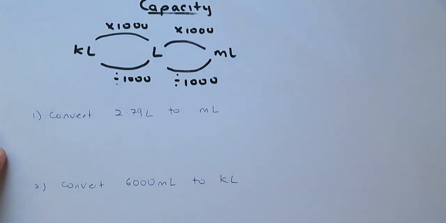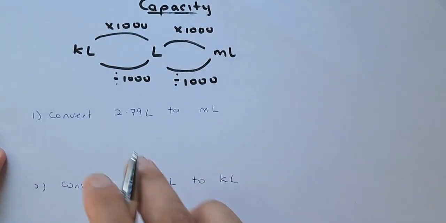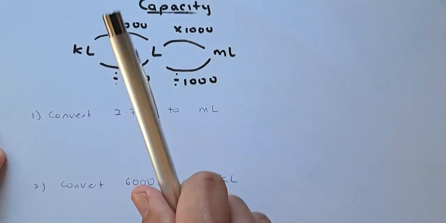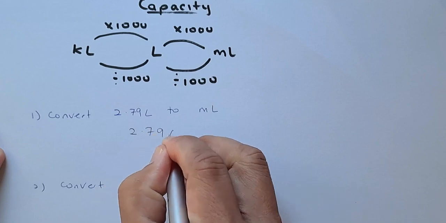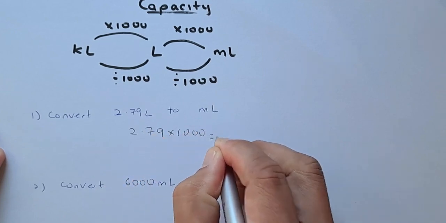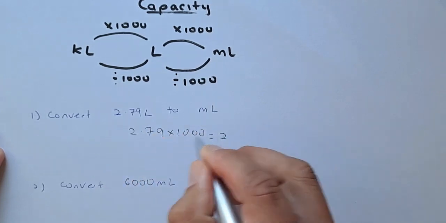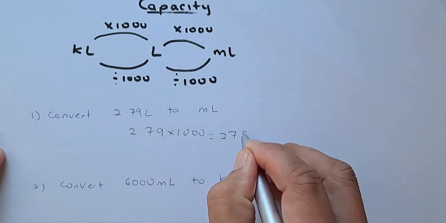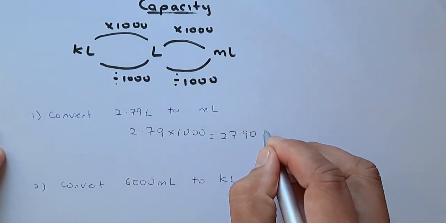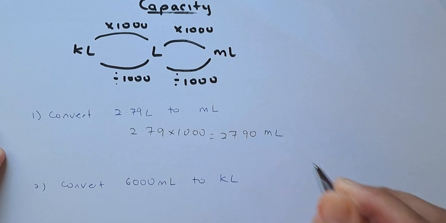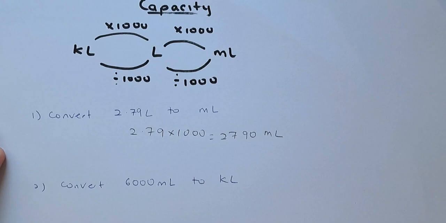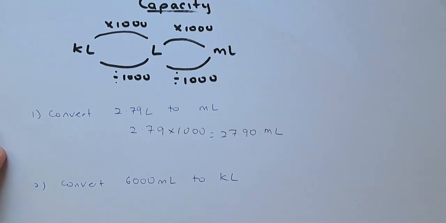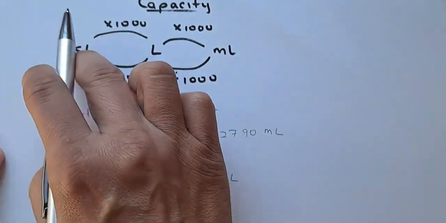Again, we'll look at two examples. If we are to convert 2.79 liters to milliliters, you are here, you're going to be there. You just take 2.79 multiplied by 1,000, and that will give you 2,790 milliliters. Yep, 2,790 milliliters.